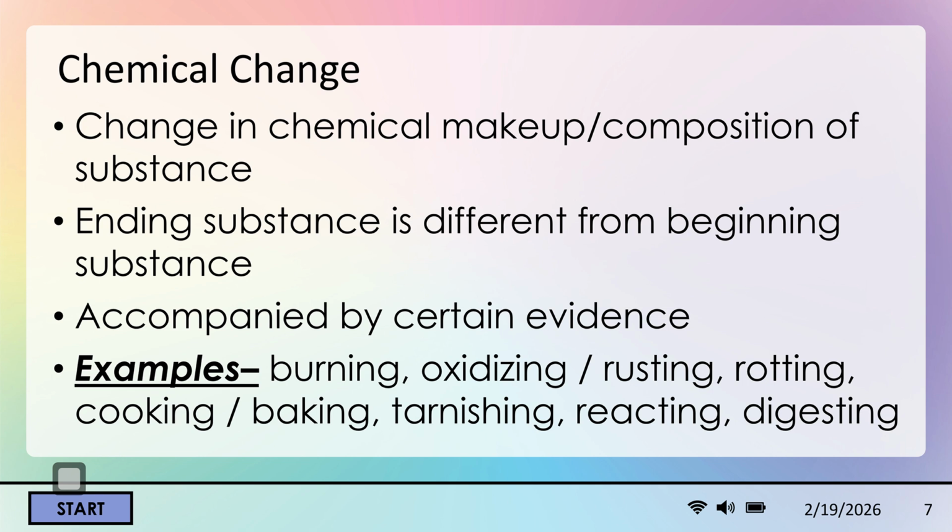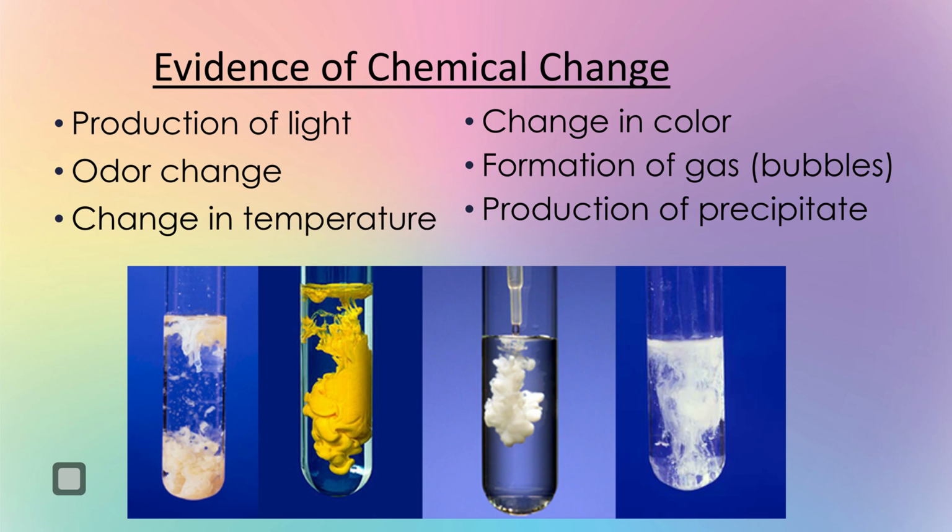Rusting, tarnishing. Tarnishing is just another word for rusting. Digesting and rotting, that is all chemical changes, okay, that are occurring. As I say with digesting, the food does not come back out the same way it went in usually, okay? So it's definitely changed. So we do need to kind of point this out. We've covered this before back in the chemical reaction unit.